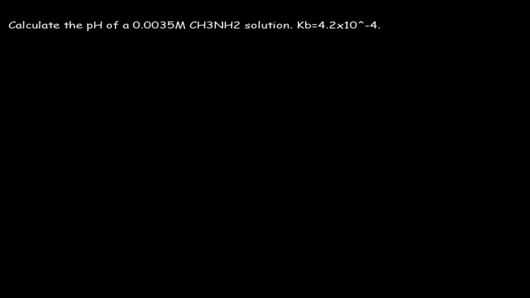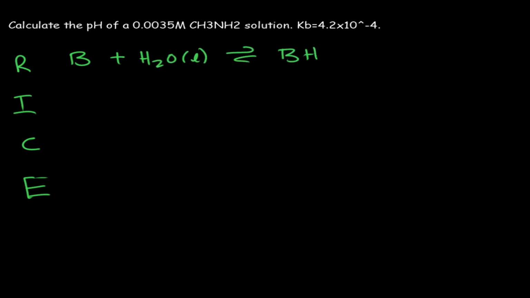So let's begin with our Rice table. R is the reaction, I is the initial amount, C is the change in the concentration, and E is equilibrium. So our reaction for this situation, we'll be using B, which stands for the base, plus H2O, which is a liquid, will become BH plus because it'll be abstracting a proton from the water, plus OH minus because the base is creating OH in the solution.